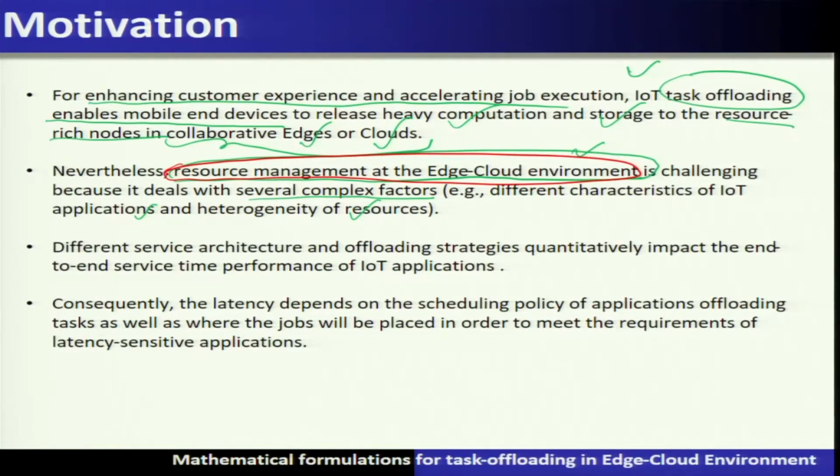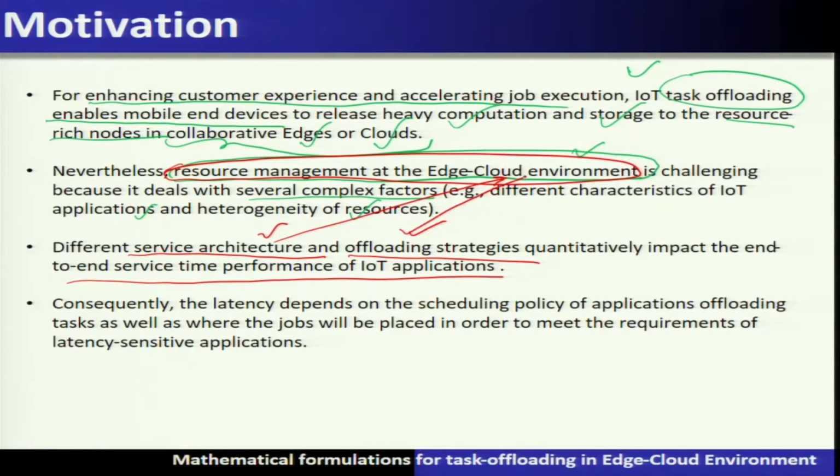Now, let us see how different service architectures and different offloading strategies quantitatively impact the end to end service time performance of IoT applications. So, it is not only about choosing any edge cloud environment; based on different service architectures, we have to see which kind of architecture is well suited for the edge cloud environment, and how the resource management is to be done in different architectures.